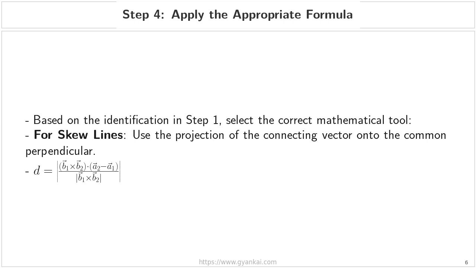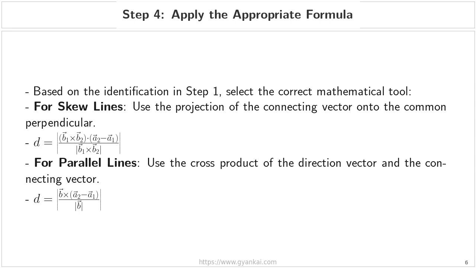If you determine that the direction vectors are not scalar multiples, you will use the formula representing the projection of our connecting vector onto the common perpendicular. In words, the distance, d, is equal to the absolute value of the cross product of b sub 1 and b sub 2, dotted with the vector a sub 2 minus a sub 1, all divided by the magnitude of the cross product of b sub 1 and b sub 2.